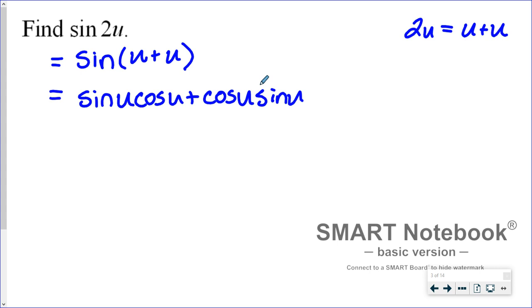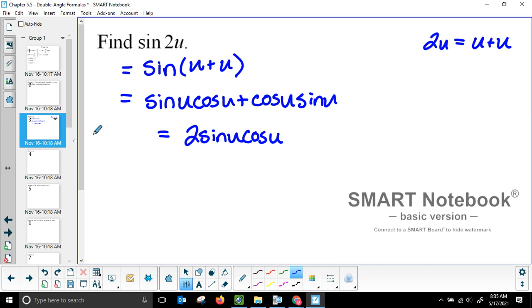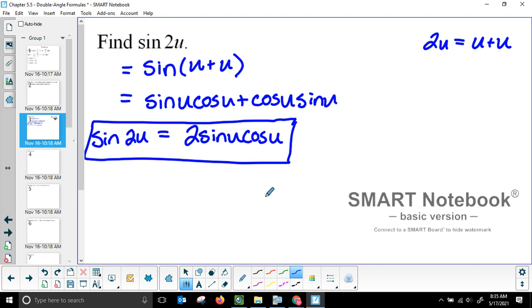All right, well, since multiplication is commutative, which means the order does not matter, sine u times cosine u is the same thing as cosine u times sine u. So this is actually just equal to 2 sine u times cosine u. So this is actually what sine of 2u is equal to. Again, whenever two things are equal in math, they are interchangeable. So whenever we see this, we will be allowed to replace it with this.